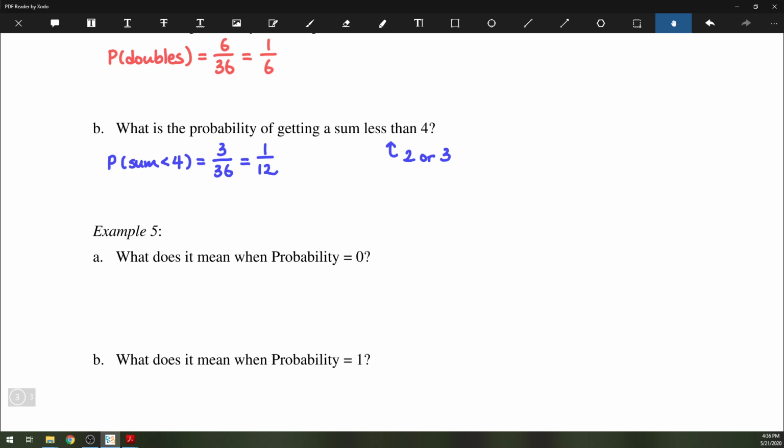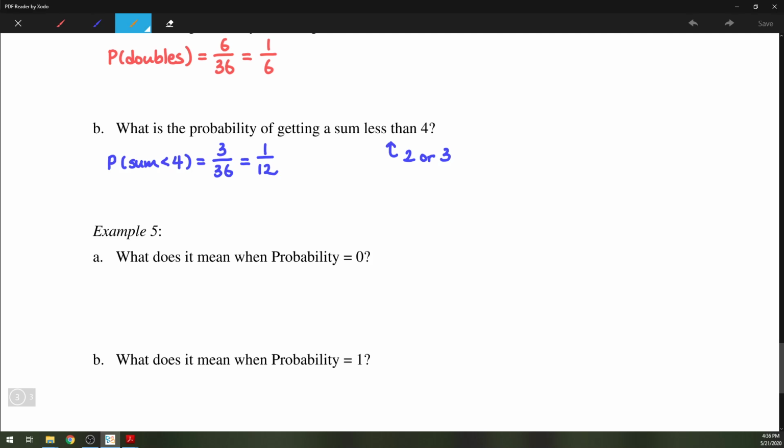So here, in example 5, we're just going to think about some theoretical questions here. Number 1, what does it mean when the probability is 0? That just means there are no favorable outcomes. Right? So it's not possible to get the outcome that we want.